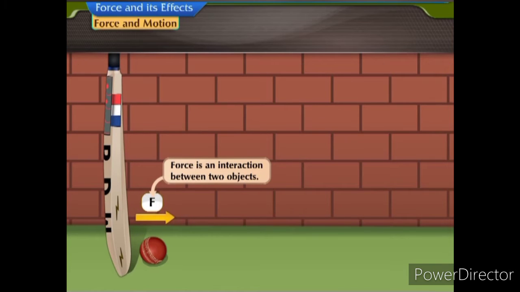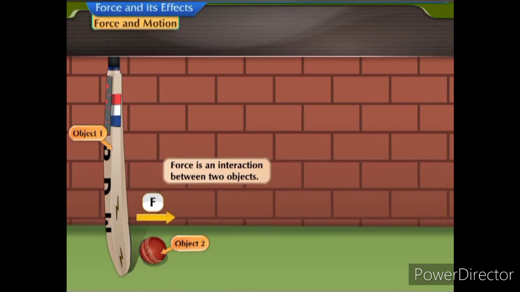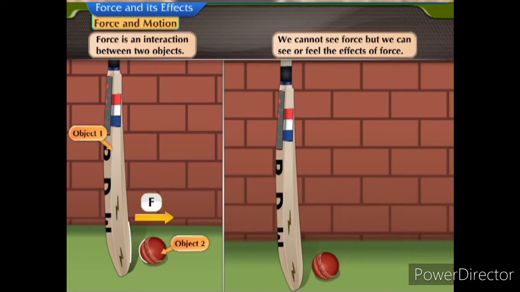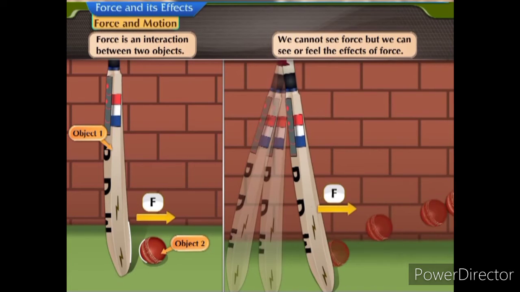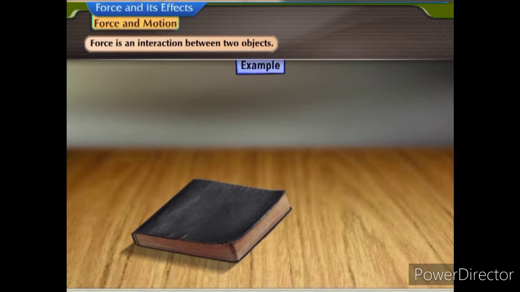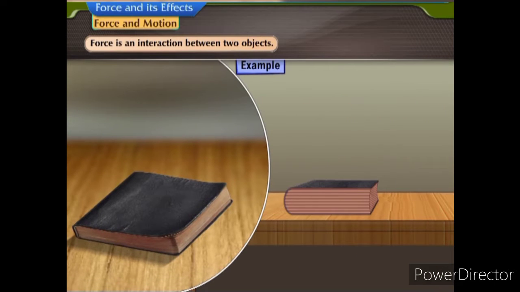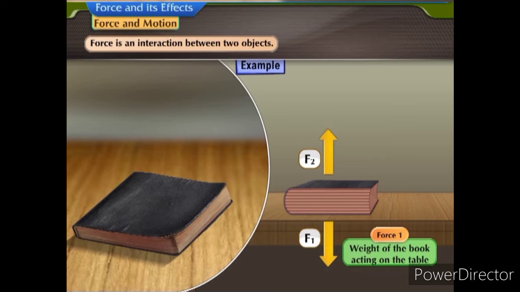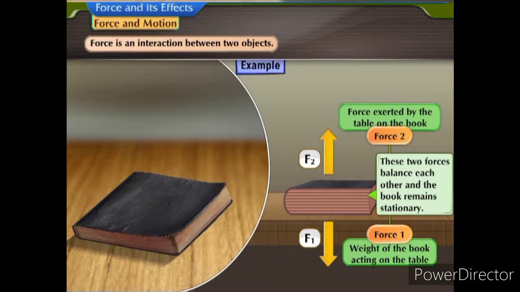Force is an interaction between two objects. We cannot see force, but we can see or feel the effects of force. For example, when a book is kept on a table, it is under the action of two forces. One, the weight of the book acting on the table, and the second, the force exerted by the table on the book, which is not visible. These two forces balance each other, and the book remains stationary.